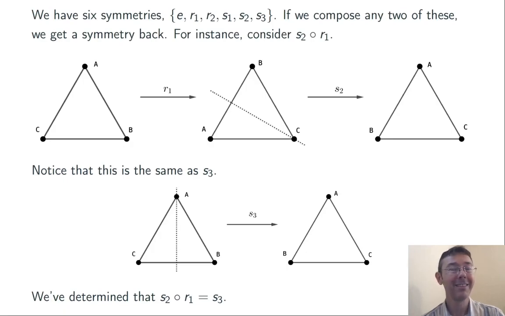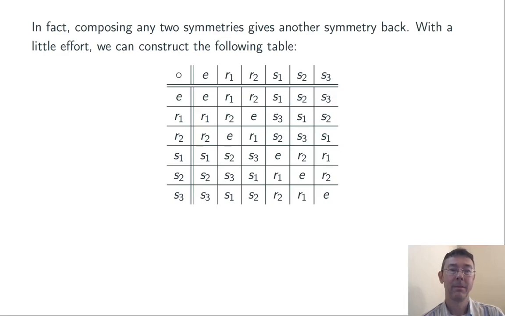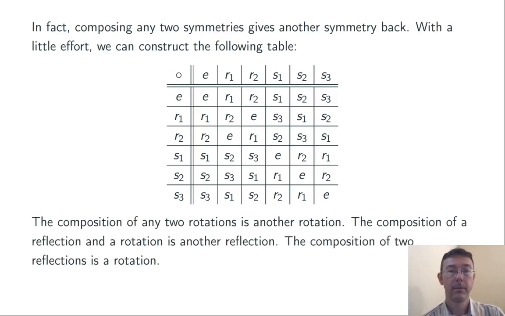So if we compose two elements in this set, we get another element back. In fact, if we compose any two symmetries, we get another symmetry back. And so with a little effort, we can actually construct a sort of multiplication table. Here the first symmetry is written on the top line, and then the second symmetry that you apply is written on the left. If you apply the column symmetry first and the row symmetry second, you get the corresponding symmetry back from this table. With a little bit of inspection, we can see that if we compose any two rotations, we get another rotation back, including the identity transformation. If we compose a reflection and a rotation, we get another reflection. And if we compose two reflections, we get a rotation.